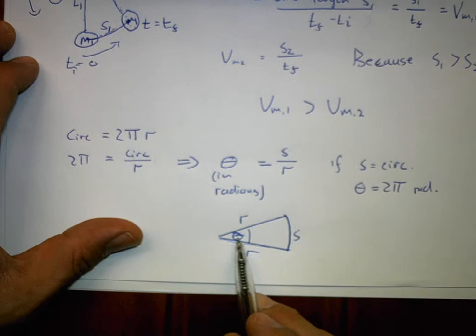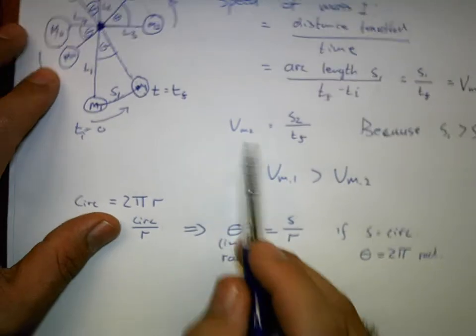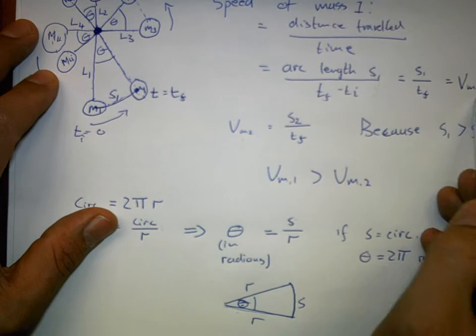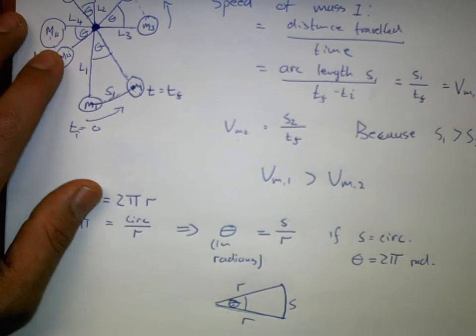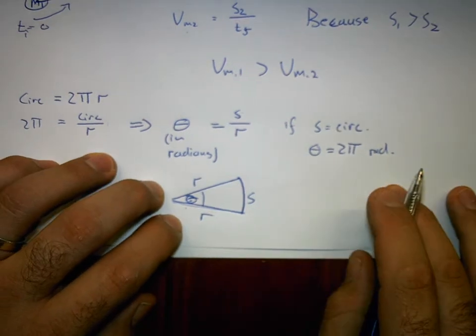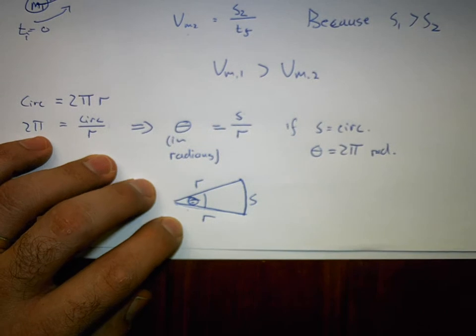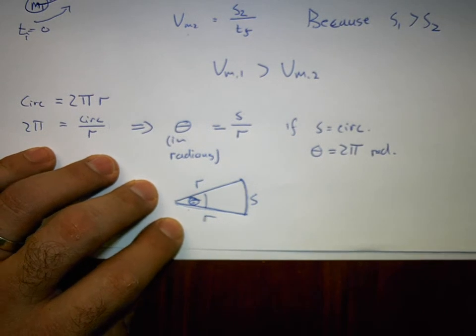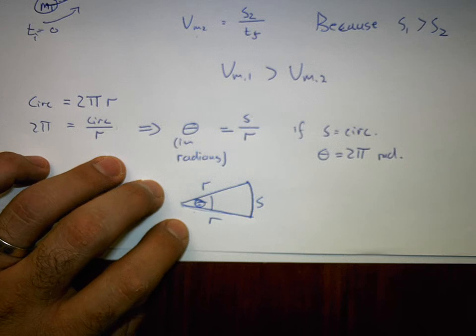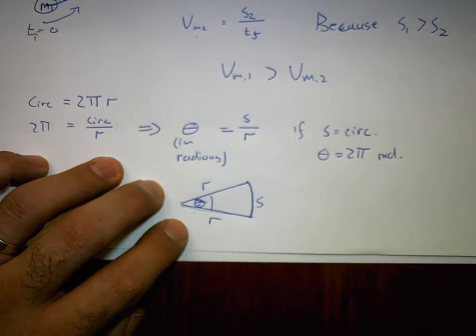Now, from this, we can rewrite our expressions for the speeds of mass 1 and mass 2. So is there any questions regarding this? Okay, I know it's a new definition, but just remember this idea of the circumference of a circle, and that we can now use the ratio of circumference and radius, or a little section of the circumference divided by radius, to define an angle.